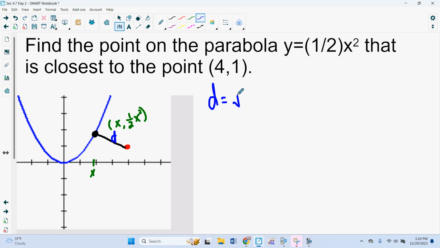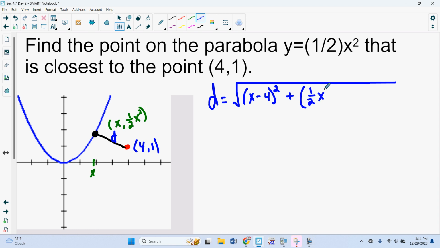So the distance formula is the square root of (x minus 4) squared. Right, this is the point (x, 1/2 x squared). This is the point (4, 1). Plus (1/2 x squared minus 1) squared.